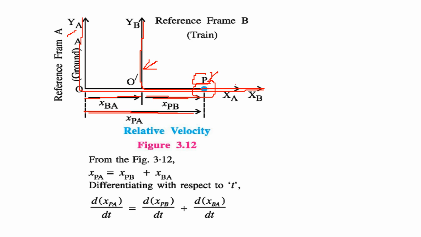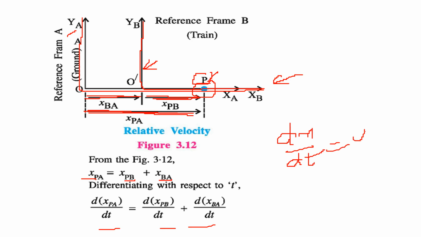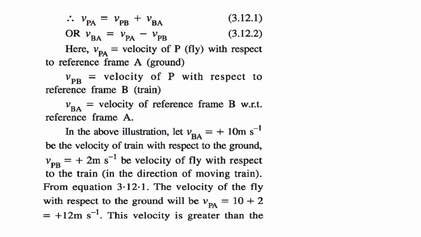Now in this figure, please see that XPA is simply equal to XBA plus XPB. So XPA equals XPB plus XBA. Now differentiate it with respect to t. We know that dx by dt is velocity. So VPA is equal to VPB plus VBA, and let us rearrange it. VBA will be VPA minus VPB.